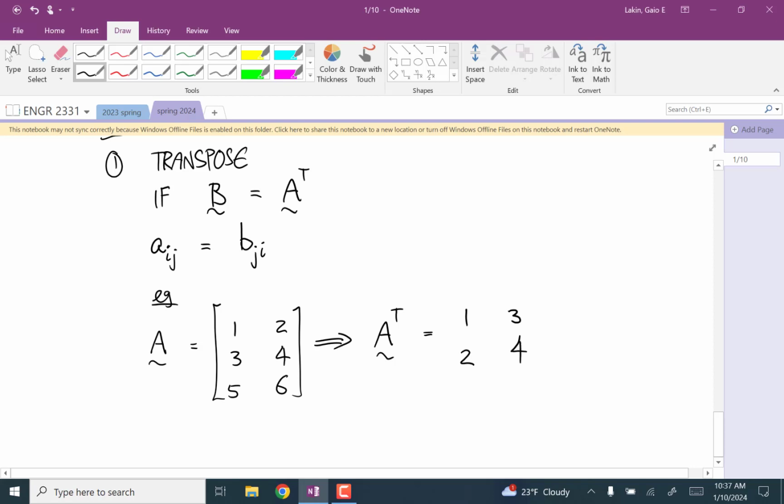And if you do the same thing with these last two, you get the 5 and 6 like this. So what we got was a different size matrix where the things that used to be rows are now columns and vice versa.